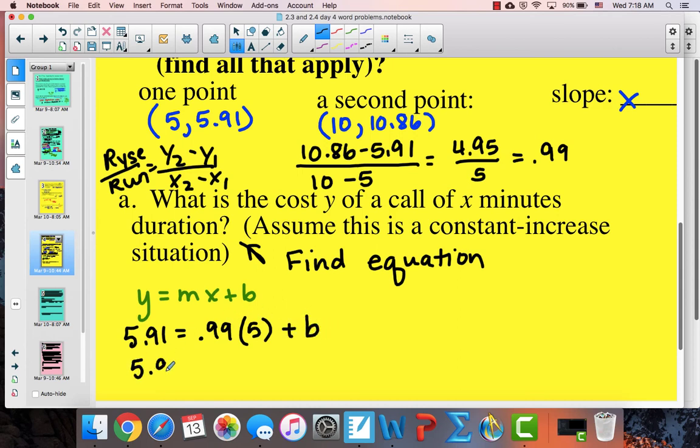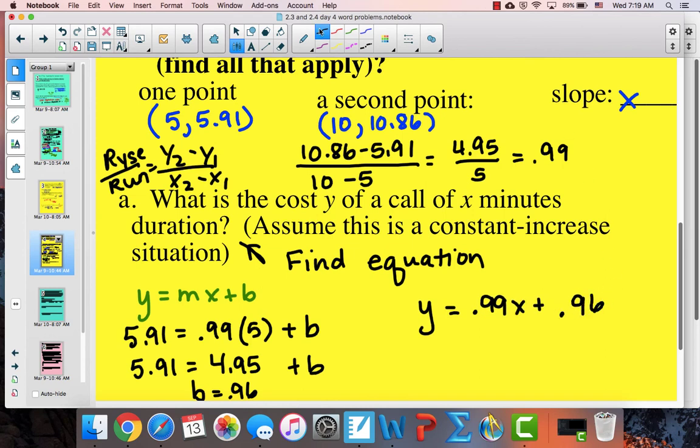This gives me 5.91 equals 0.99 times 5, plus b. And that's going to give me a b of 96 cents. Because 0.99 times 5, do that on your calculator for me. Hopefully you got 4.95. So when you subtract, you're going to get 96 cents. Okay, so then my equation is y equals 0.99x plus 0.96.